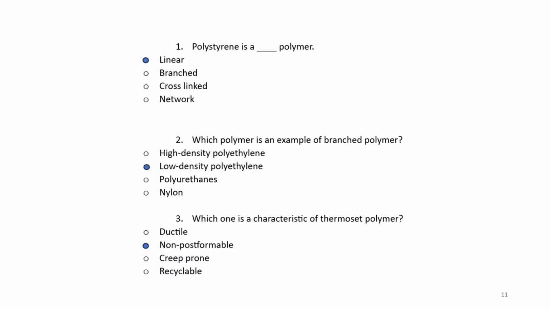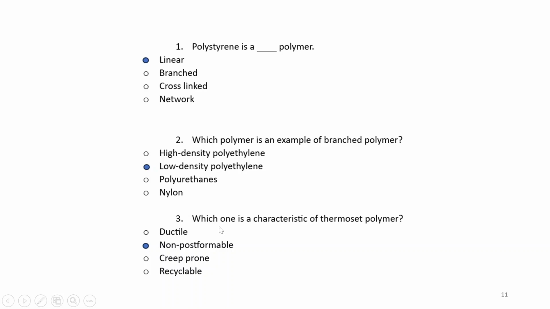Next question is, which polymer is an example of a branched polymer? You can think of this question as, if you are making more branches in your polymer chain, then it is more likely to hold a gap between two chains. This gap will reduce the density of the entire polymer. That's why the correct answer here will be low density polyethylene. Polyurethane, nylon and high density polyethylene are all linear types of chains.